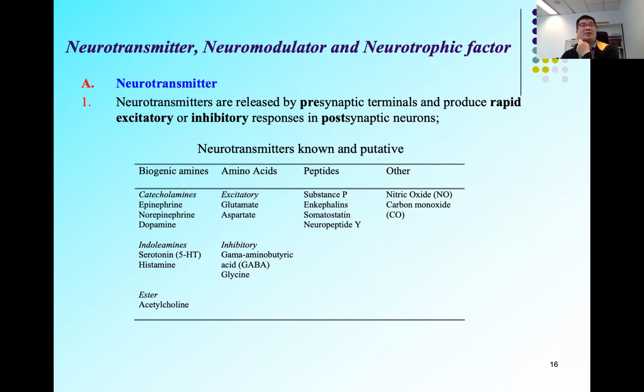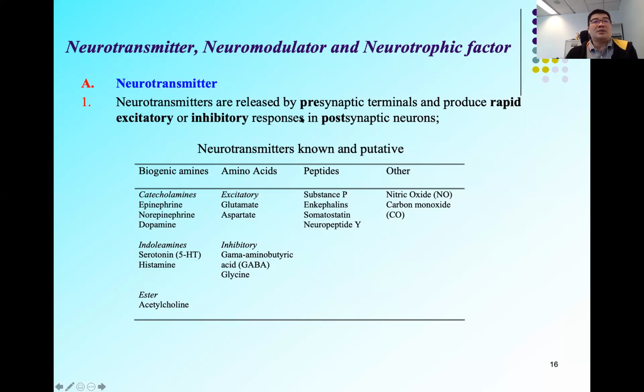Now, neurotransmitter, neuromodulator, and neurotrophic factor. This one is also a bit confusing. Let's talk about it first, and then if you are not sure what it means, we can discuss it a little bit more, because usually students will be a bit confused by that.